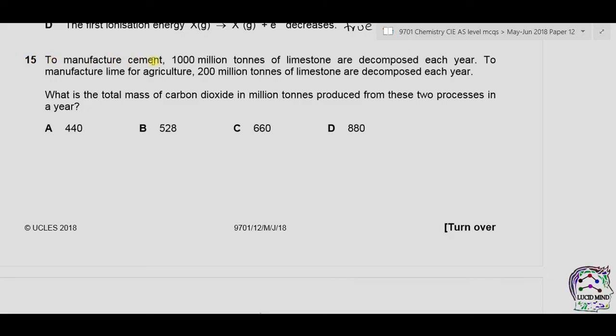Question 15. To manufacture cement, 1000 million tons of limestone are decomposed each year. To manufacture lime for agriculture, 200 million tons of limestone are decomposed each year. What is the total mass of carbon dioxide in million tons produced from these two processes in a year? As the unit is taken as million tons, so for easiness we can use grams. We will use grams for this one, grams for this one, and grams for answer.